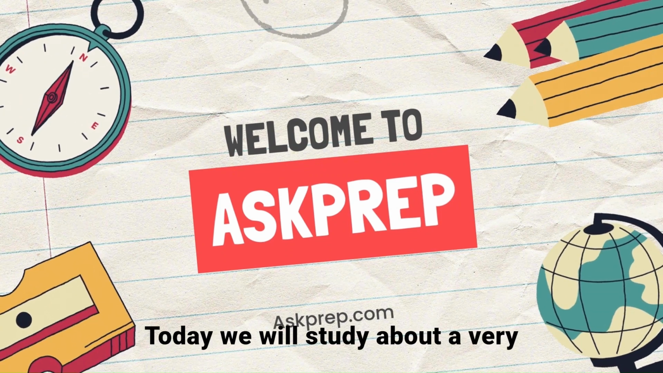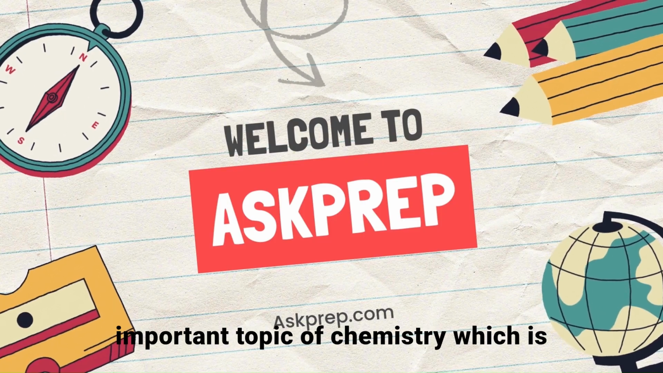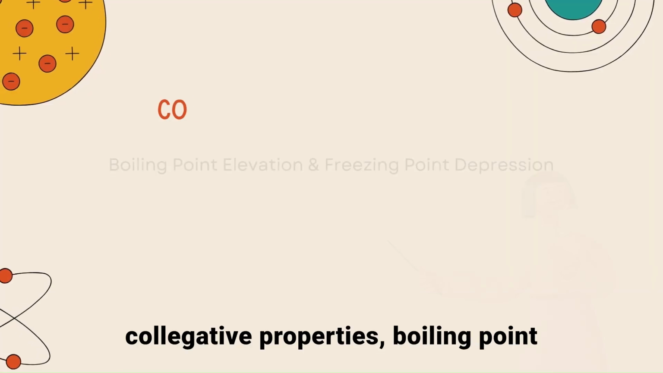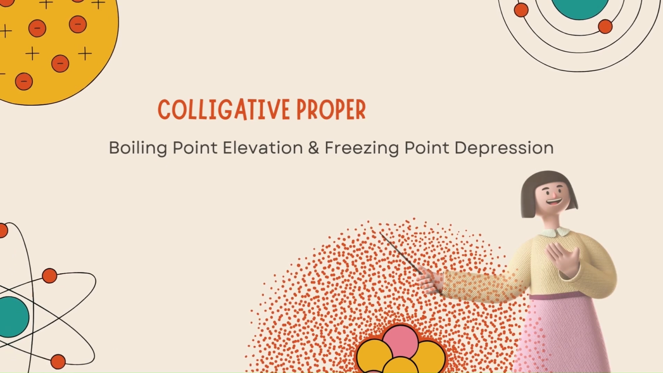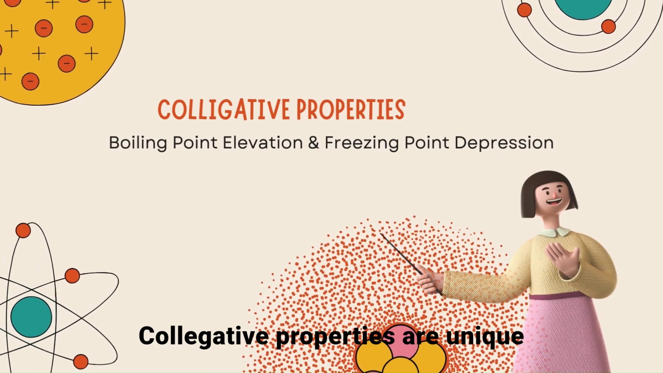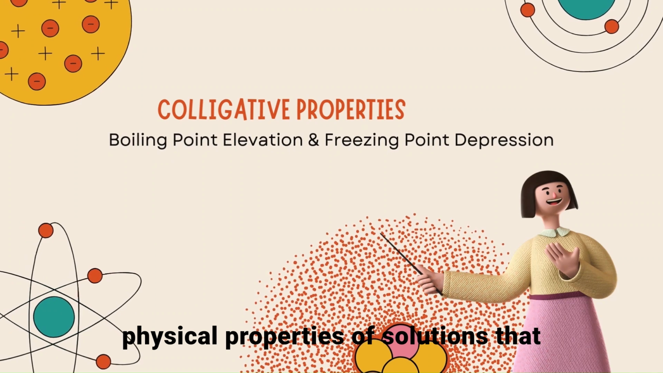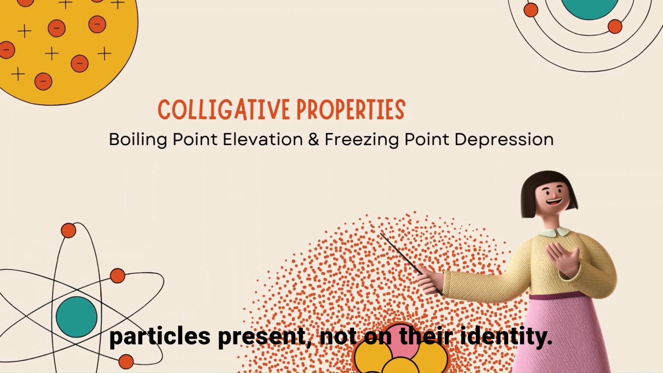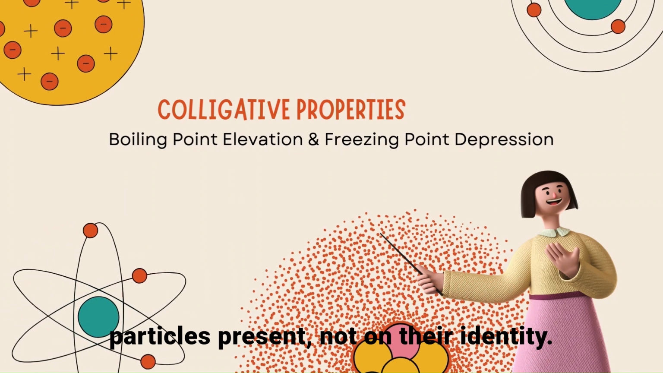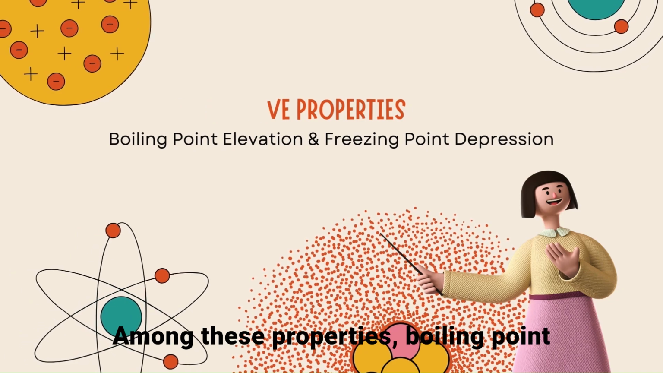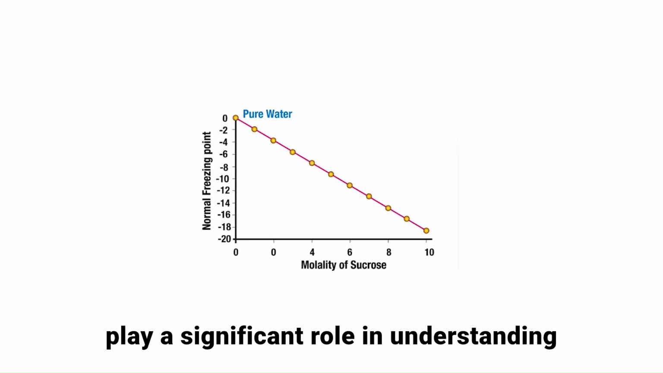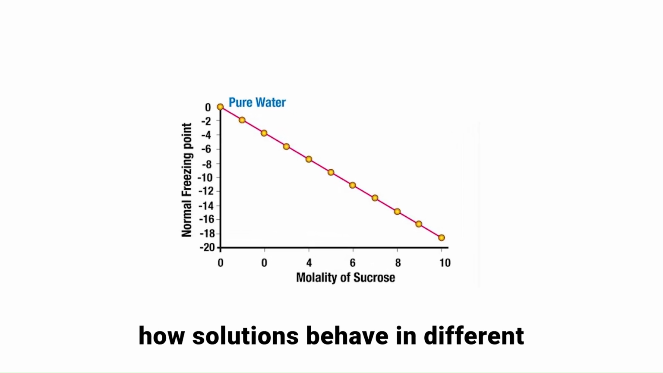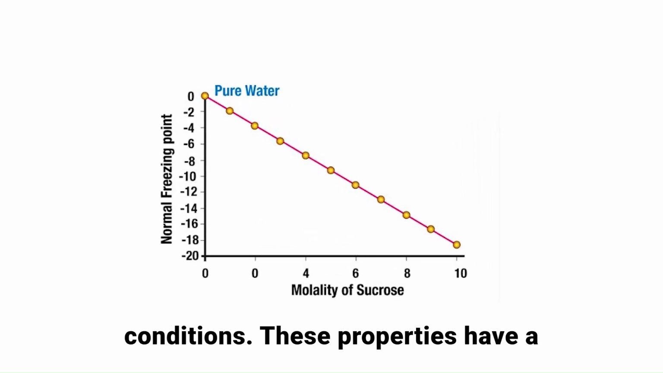Today we will study a very important topic of chemistry, which is colligative properties, boiling point elevation and freezing point depression. Colligative properties are unique physical properties of solutions that depend only on the number of solute particles present, not on their identity. Among these properties, boiling point elevation and freezing point depression play a significant role in understanding how solutions behave in different conditions.